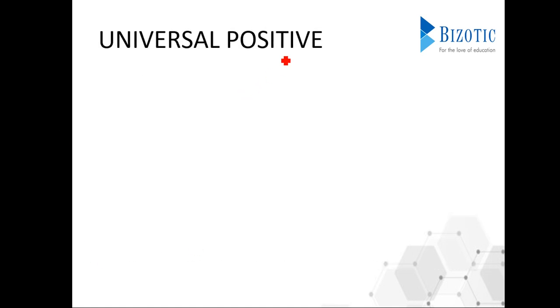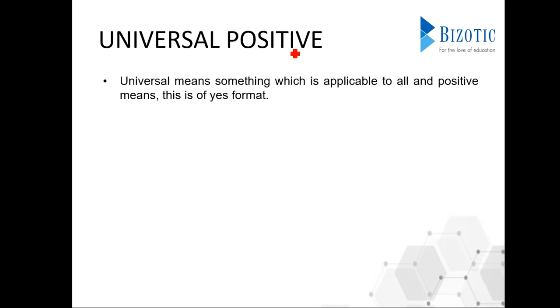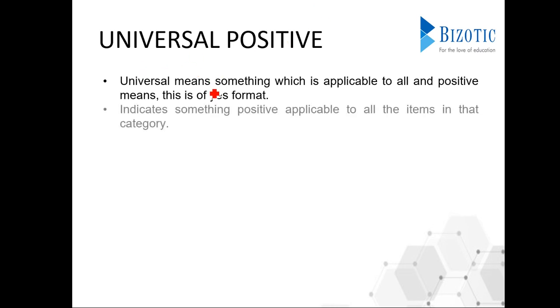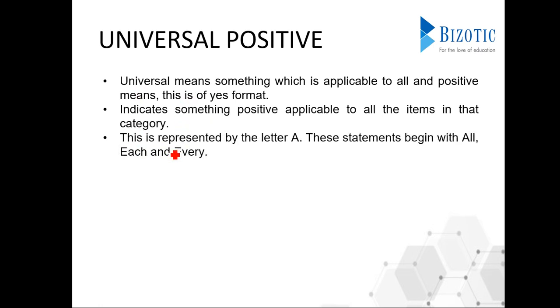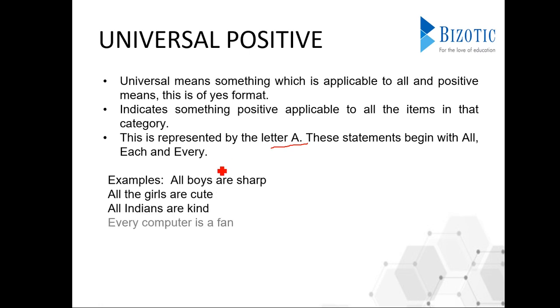The first type is universal positive. Universal means something which is applicable to all, and positive means this is of yes format. It indicates something positive applicable to all the items in that category, and it is represented by the letter A. And these statements will begin with all, each, and every. Some of the examples are here.